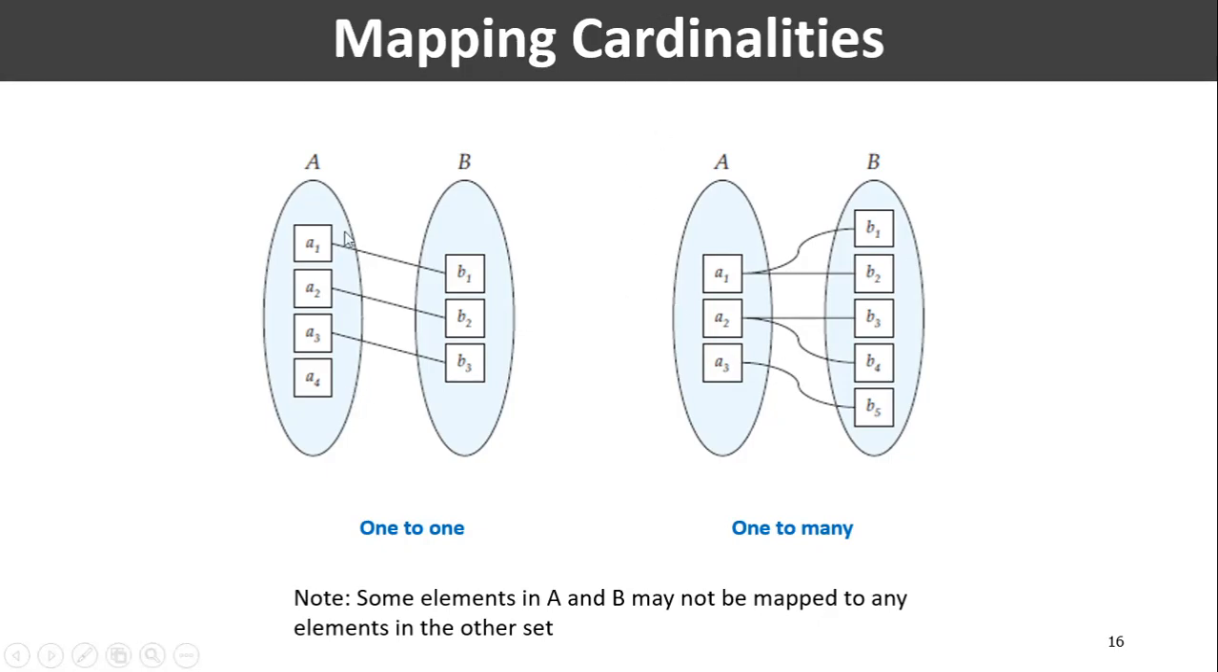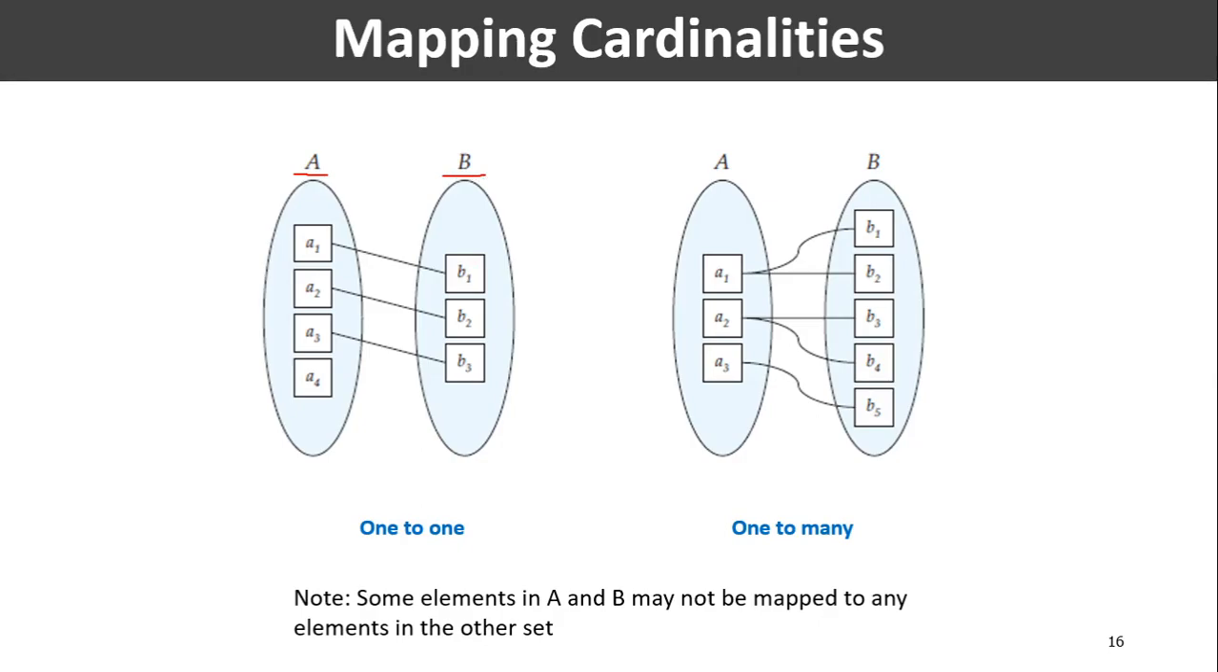So let us assume that we are having two entity sets. So what are those two entity sets? I am having entity set A and I am having entity set B. So whatever you see here, A1, A2, A3, A4, these are the entities from entity set A, and B1, B2, B3 are the entities from entity set B.